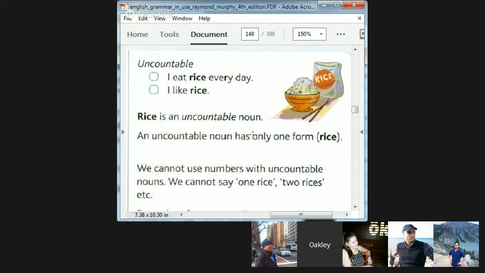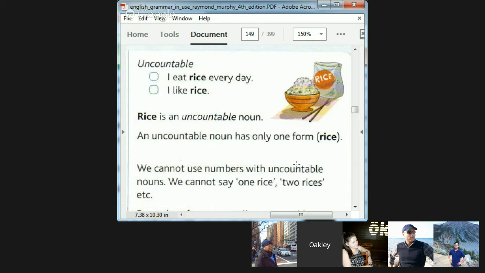Okay, so it doesn't matter if I talk about it even specifically, it's just rice. There's no such thing as rices. The only time that you can hear uncountable nouns with a plural is if you talk about types. There are many types of rice. There are many rices. You occasionally will hear it spoken like that, but you don't even need to do that. You can say types of rice.